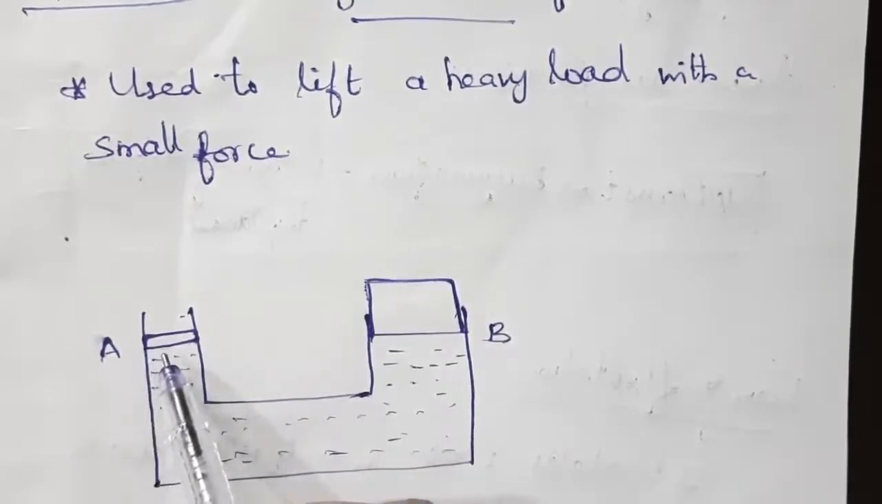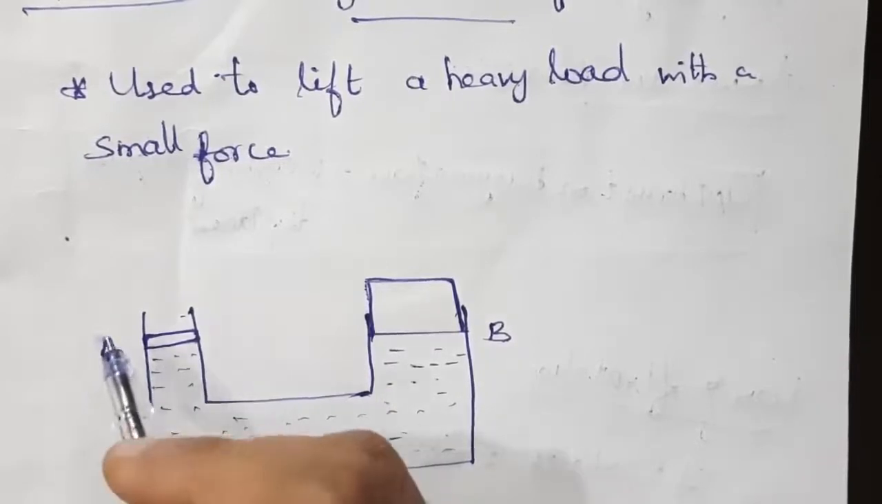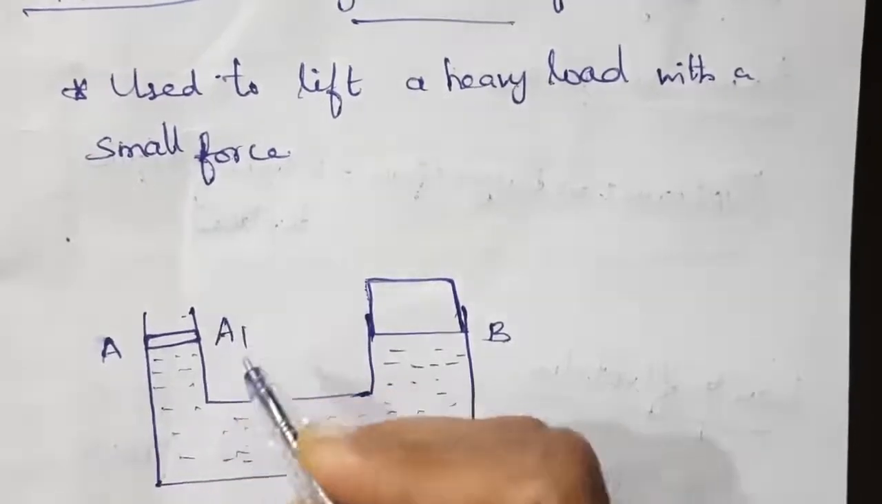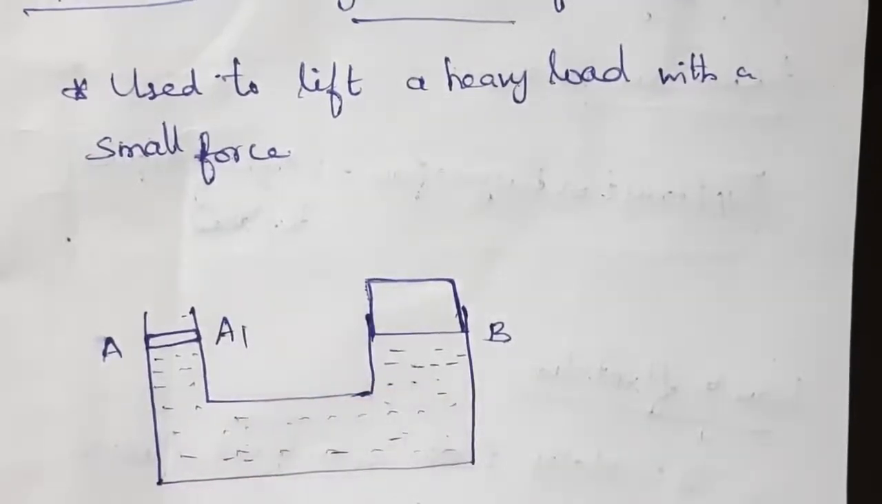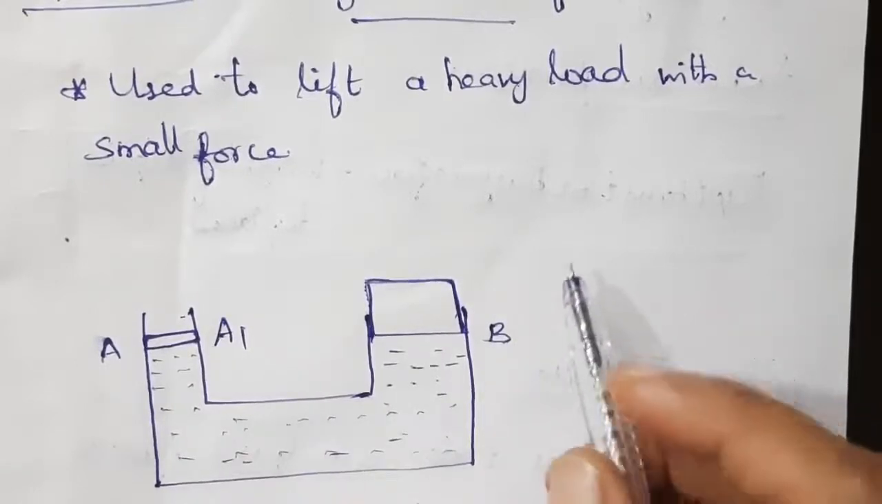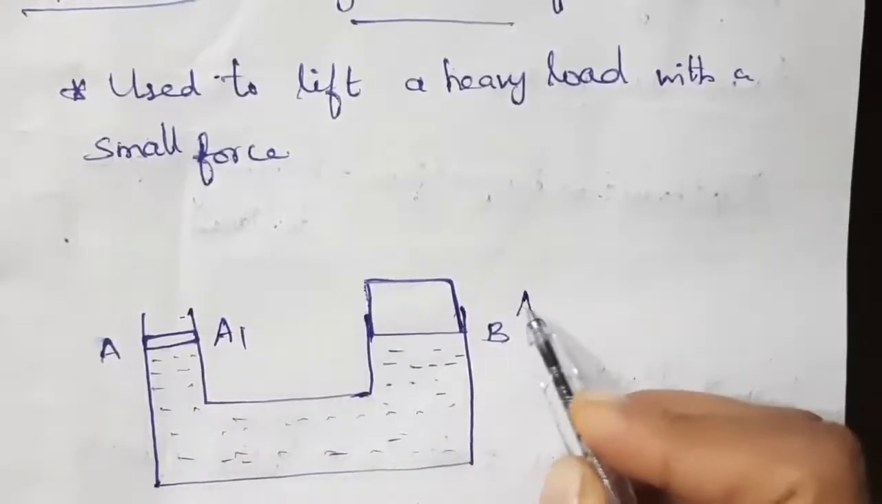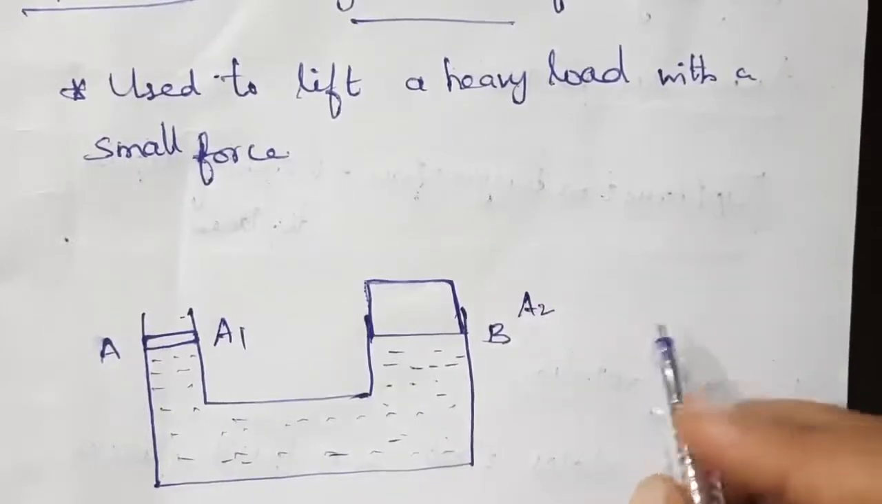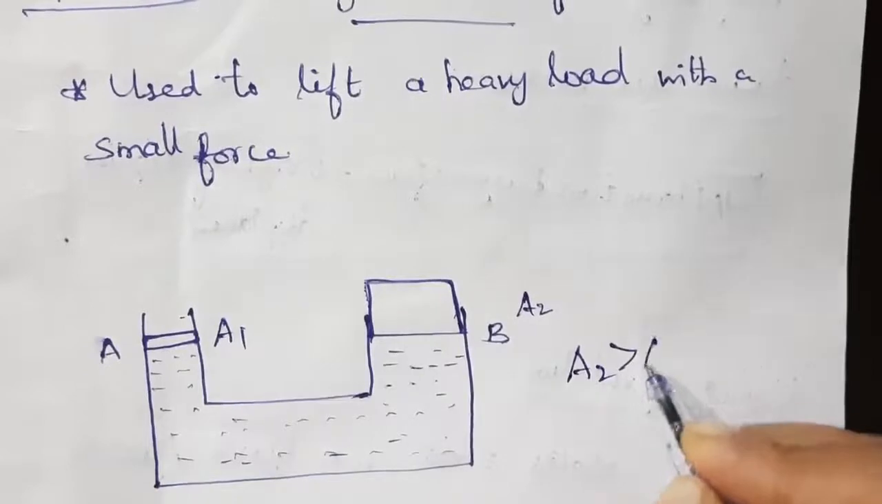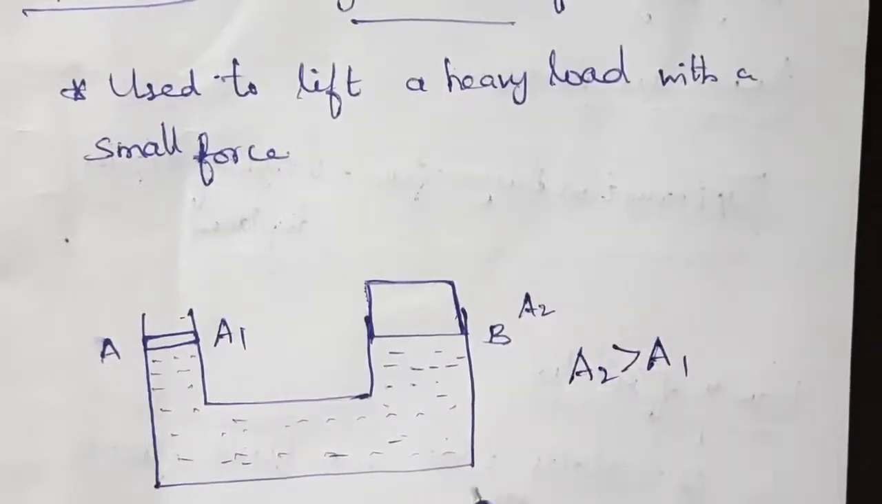In pipe A, the area of cross section of the piston is A1. In pipe B, the area of cross section of the piston is A2. Here, note the point: A2 is greater than A1.